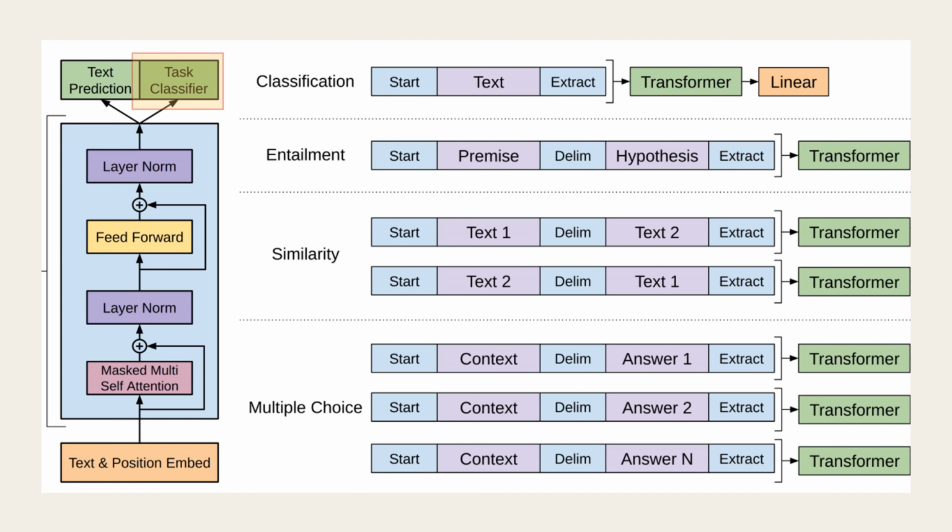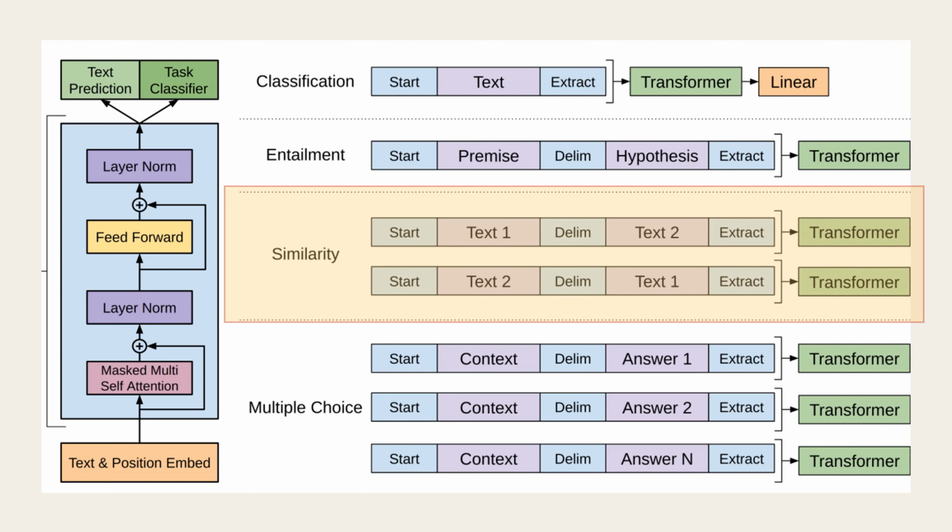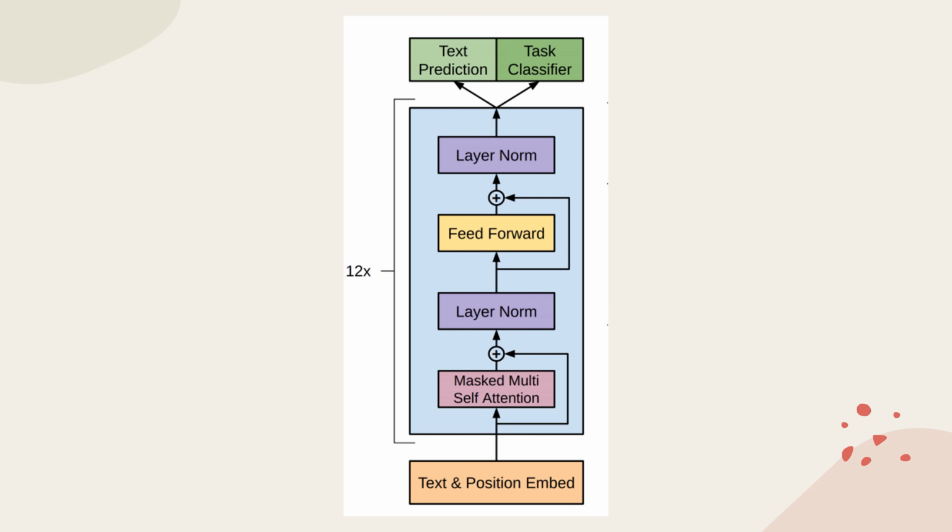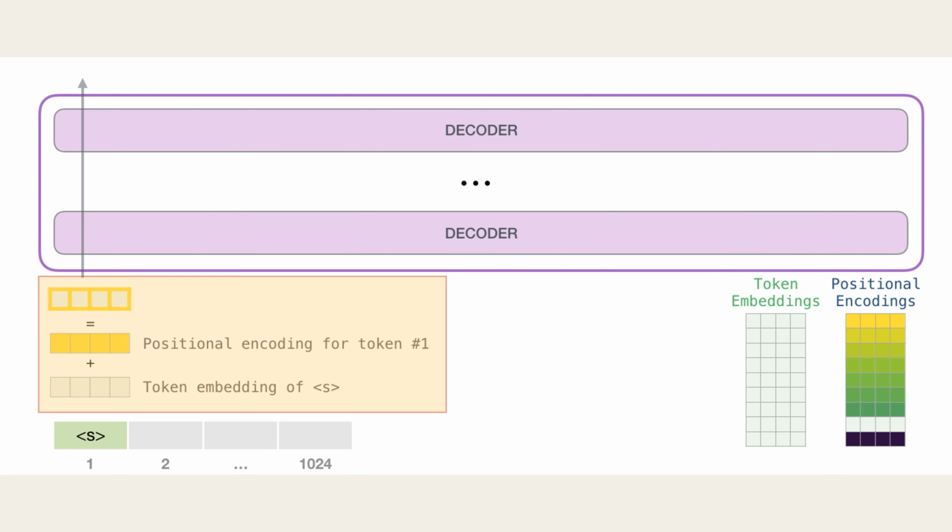For example, for the task of sentence similarity, the prompt includes the two target sentences separated by a delimiter, with the start and end of the prompt marked by special tokens. The input prompt's token embeddings are added with positional encoding before going through the model. So what is positional encoding?